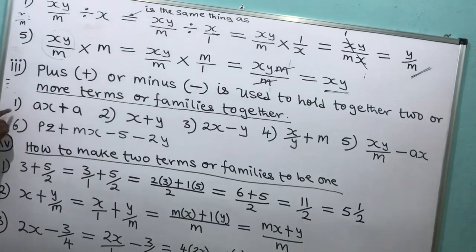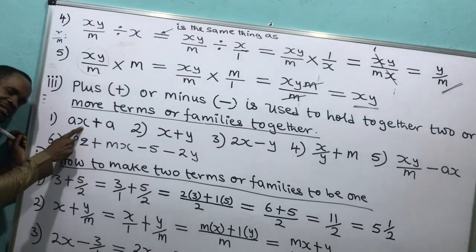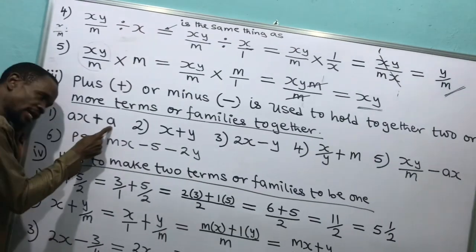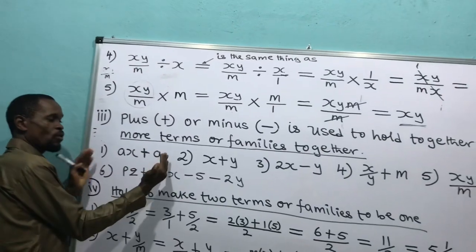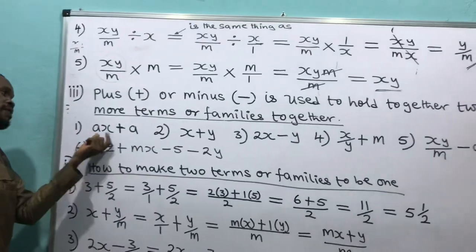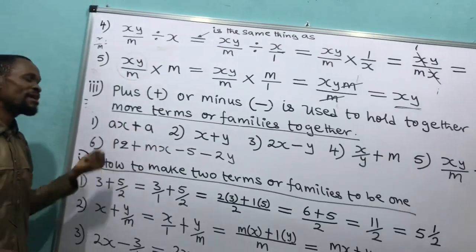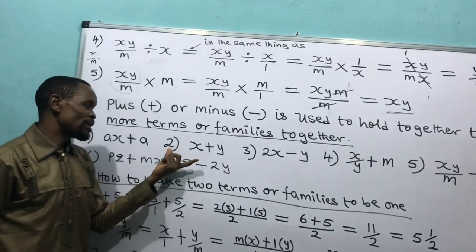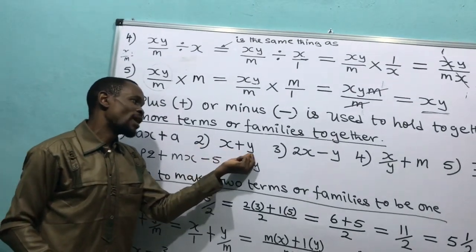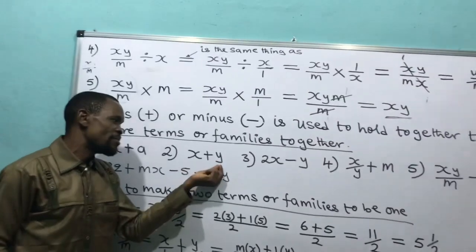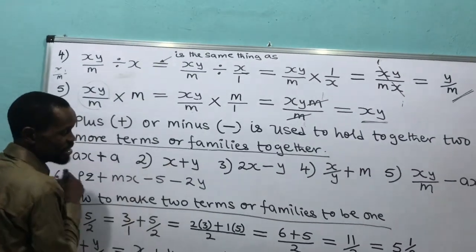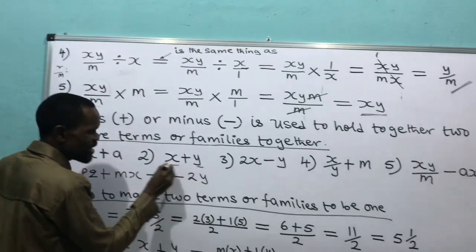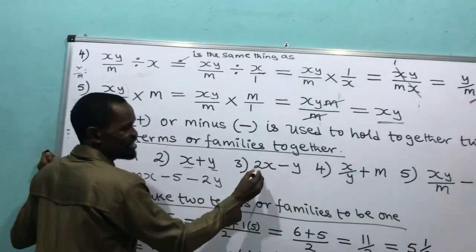Come over here. Number 1, I said A's is a family. Plus A, that's 2 families. A family and a family hold together by what? Plus. A family and another family hold together by plus. B, number 2, X plus Y. A family and a family hold together by what? By plus. And this is a family, another family. What brings them together? Plus.